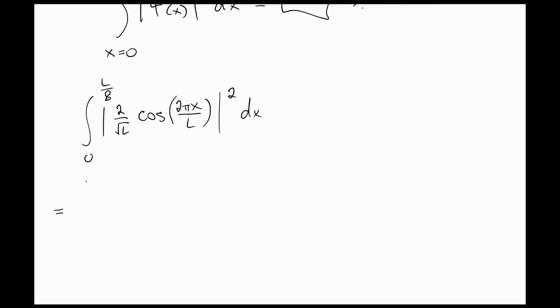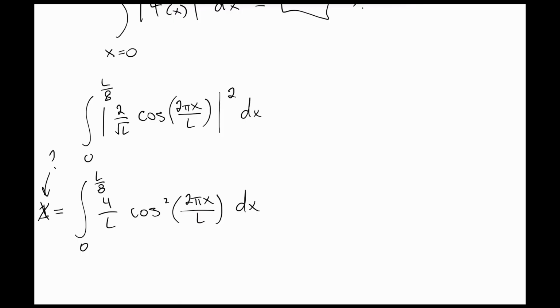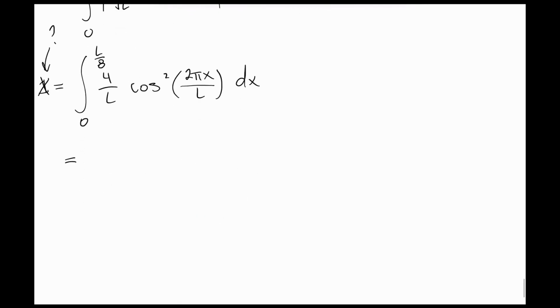So we have L over 8. Remember, this now does not equal 1. We are actually looking for what this equals. We have 0 here, 0 here. The square applies here, and we get a 4, and we get an L over here. Now we get a cosine squared 2 pi x over L. Cool, now we got a dx. All right, we can simplify this by pulling out the 4 over L because it is a constant. We got L over 8. We got a 0 here.